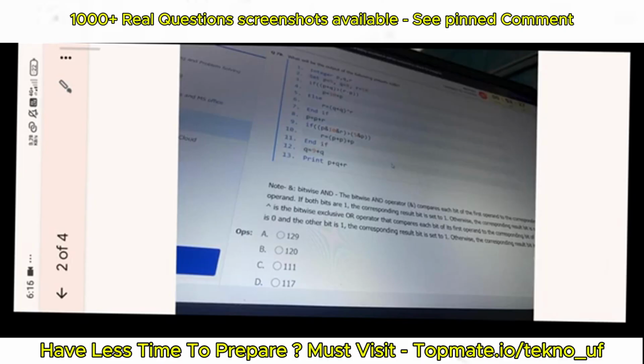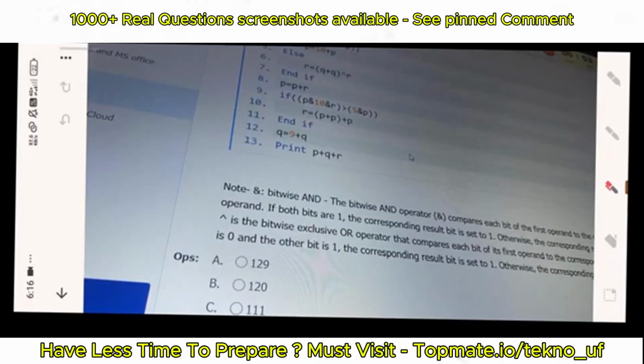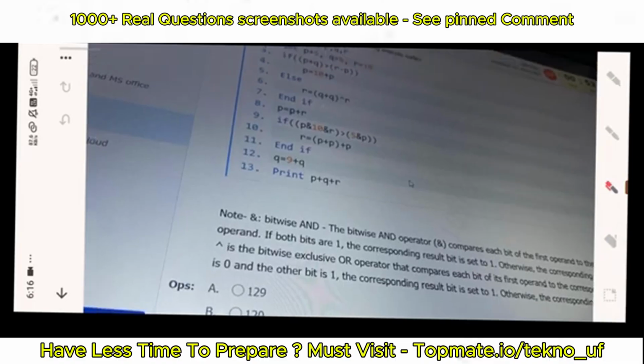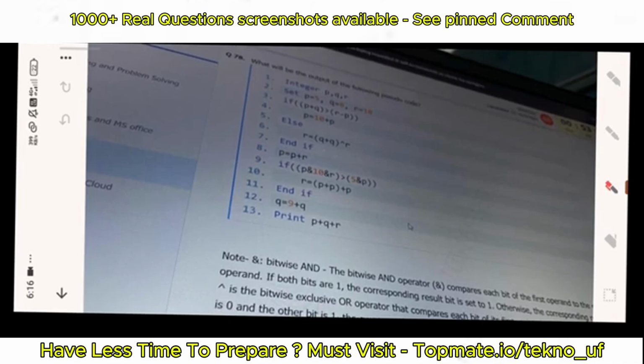So in this problem, as you can see, p, q, r. Okay, so p is equal to 5, q is equal to 8, and r is equal to 10, and we are going to the if block. So let's see the solution. And if you know the bitwise AND operation, bitwise OR operation, and XOR operation, then this will be very much easier to solve any pseudocode problem. So let's go towards the solution.